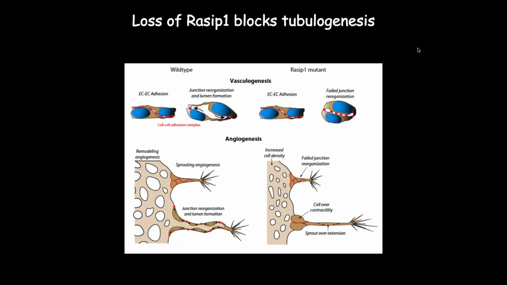So here's just a model to bring that last little part together. The top part is vasculogenesis, which requires this RAS-IP1 to clear these junctions. The bottom part is angiogenesis and how these new sprouts open up these lumens in a different manner, but they still do it via reorganization of these junctions, and they fail to do that normally when RAS-IP1 is gone.